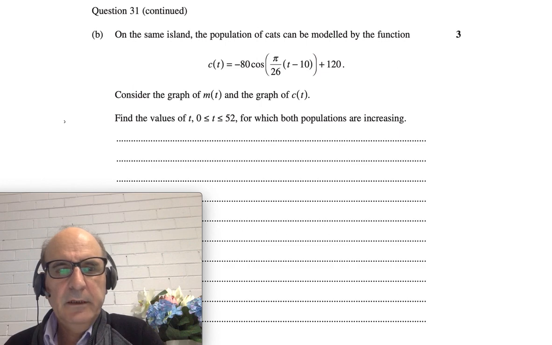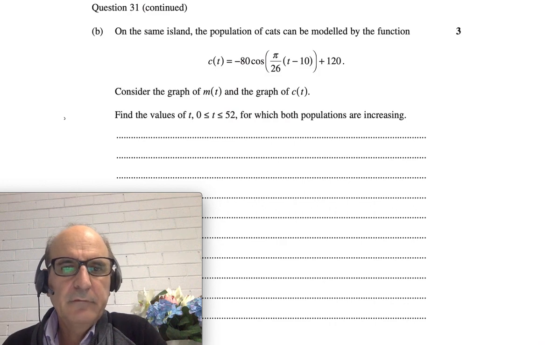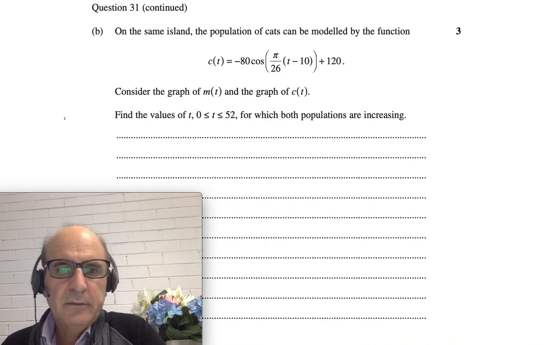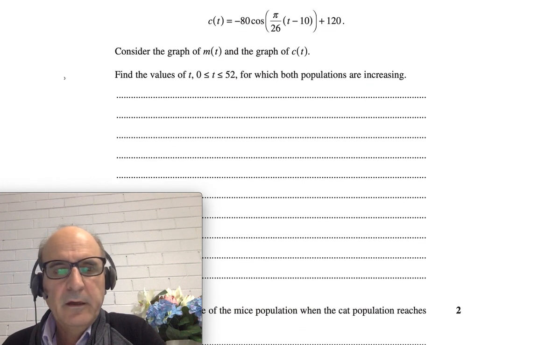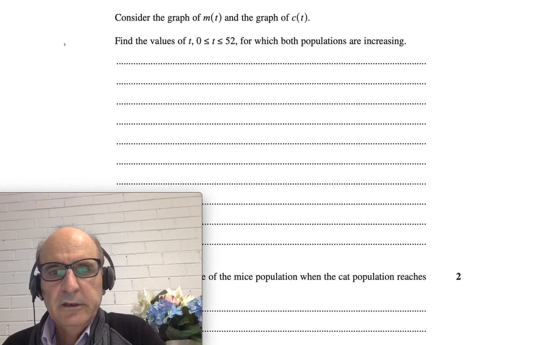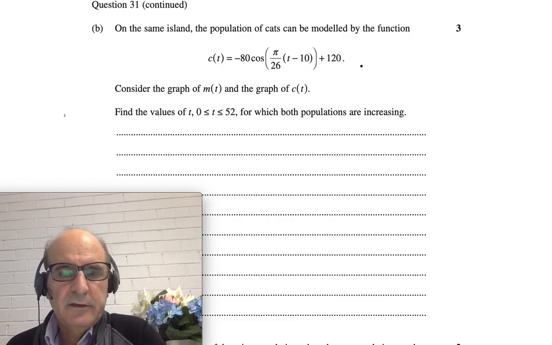Part B: on the same island, the population of cats can be modeled by the function c of t equal to minus 80 cos bracket pi on 26 bracket t minus 10 close bracket plus 120. Consider the graph of m of t and the graph of c of t. Find the values of t between 0 and 52 for which both populations are increasing. Alright, first we need to sketch this.